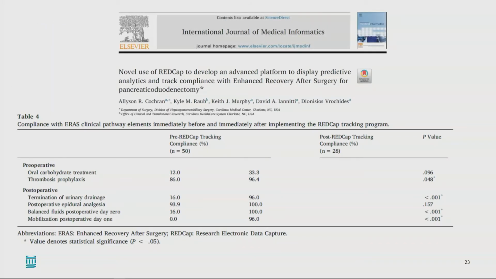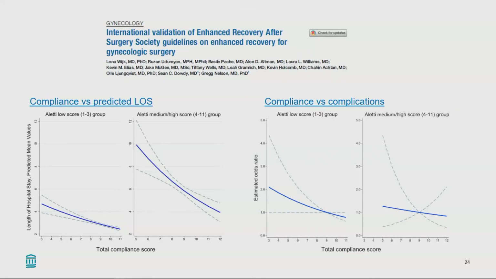There is some nice data from our friends down in the Carolinas about using a REDCap database. Does it actually make a difference to engage actively with the data? And they found that using a REDCap tracking system actually led to better compliance with outcomes after their Whipples. So the audit can be an intervention when you're doing enhanced recovery. And then we, as a society, led by Greg and Sean both, did a validation of the ERAS guidelines using some of this compliance data, and we showed that compliance actually does track with length of stay and complications after major gynecologic surgery.